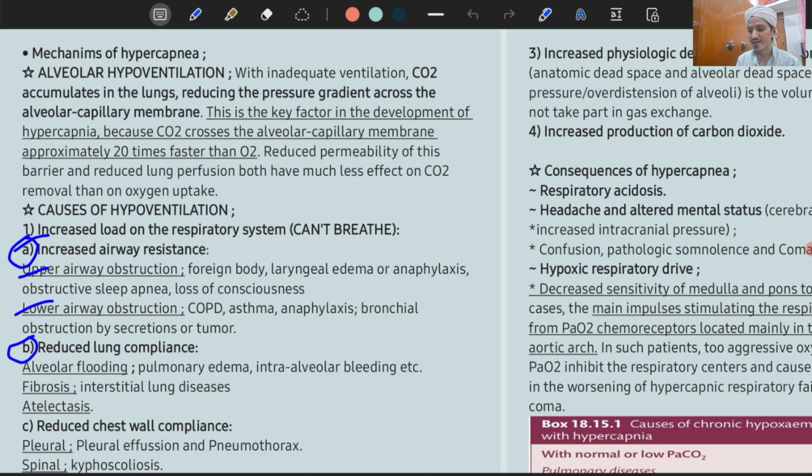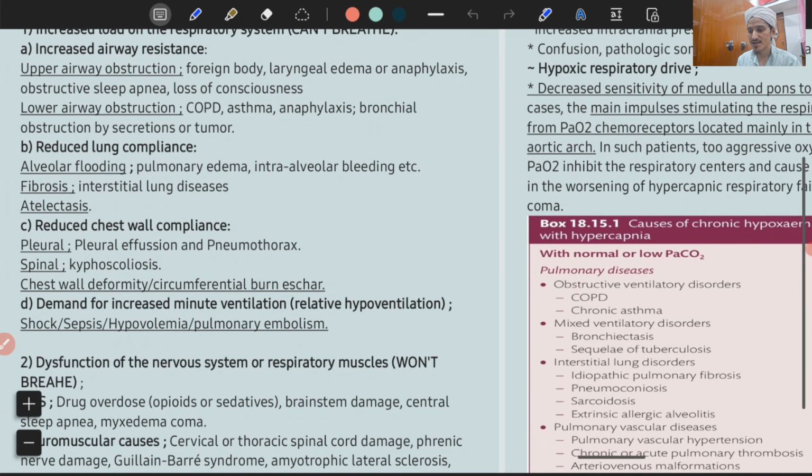Or third is reduced chest wall compliance. Why chest wall compliance? Chest wall can't expand easily. Why? Because there is some spinal disease or some fluid which is deposited in the pleural space. So that is limiting the expansion of the chest wall. Fourth is demand for increased minute ventilation, relative hyperventilation.